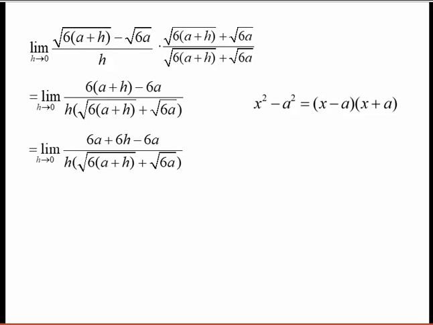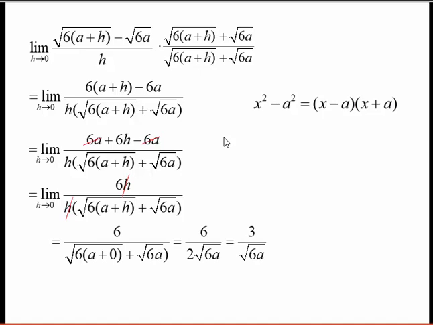Now we distribute our 6 in here and here. So that gives me 6a plus 6h, and then we have 6a. These two terms will cancel out because we have a subtraction sign. And then we end up with this, and again we can cancel h. Now further simplification, when you write h equals 0, gives me this form.